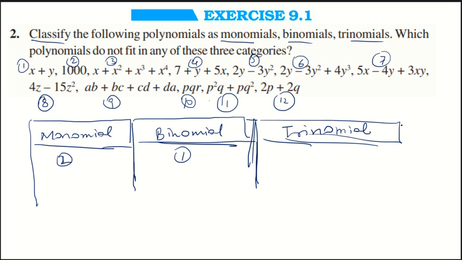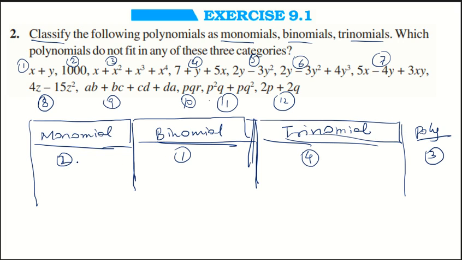The one which does not fit becomes a polynomial only. The third one, which is not fitting into these three boxes, comes separately because it has got totally 4 terms. The fourth one has got 1, 2, 3 terms, 7, y, 5x. So, 3 terms, so it becomes trinomial. And in the fifth one, there are 2 terms, that is 2y and minus 3y square.